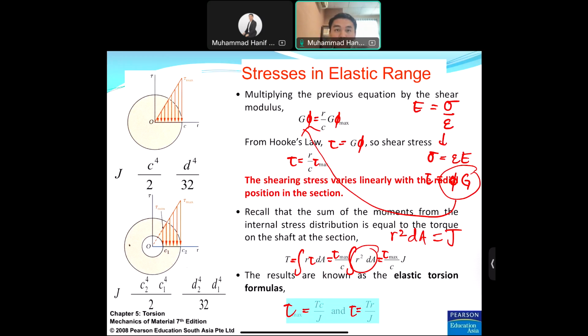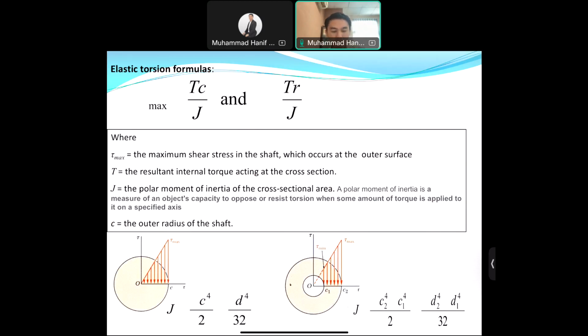These two equations, or even just one, you have to remember, because you will apply it in the solution later on. If you want to get the answer, you have to apply this equation. What is J? J is the polar moment of inertia of the cross-sectional area. Different cross-sections have different J: hollow circular, solid circular, and rectangular areas all have different J.